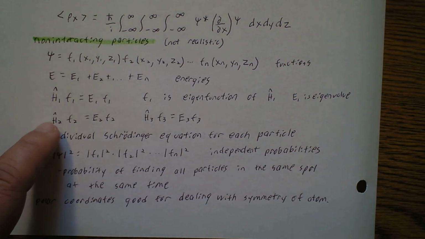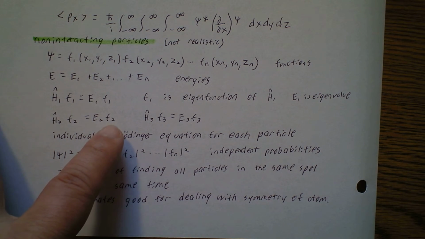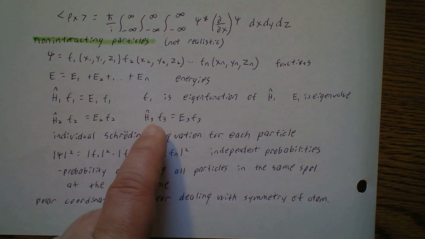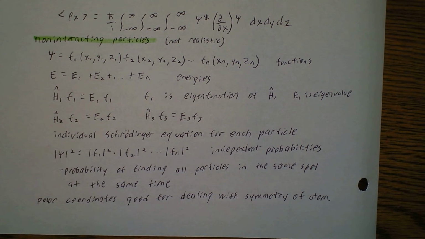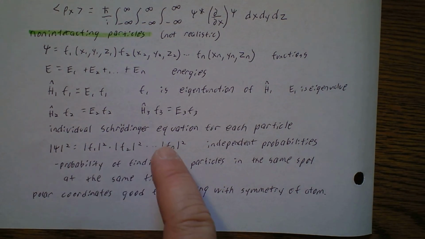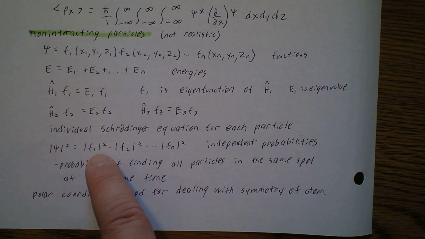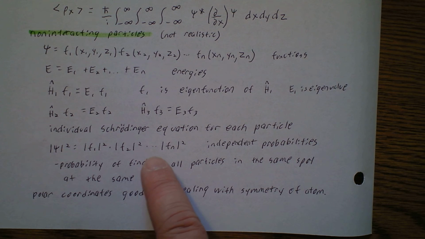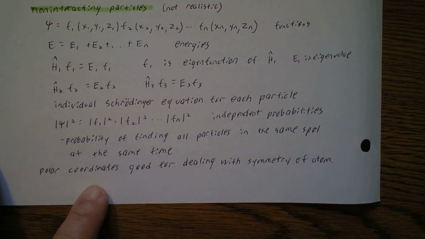And then likewise, we've got the Hamiltonian of particle 2 times the function of particle 2 is equal to the energy of particle 2 times the function of particle 2, and so on for the Hamiltonian of particle 3 times the function of particle 3 is equal to the energy of particle 3 times the function of particle 3. So what you have is an individual Schrodinger equation for each separate particle. So we have psi squared, absolute value obviously, is equal to f1 squared times f2 squared times fn squared, because they're independent probabilities since they're non-interacting. So the probability of finding all particles in the same spot at the same time.